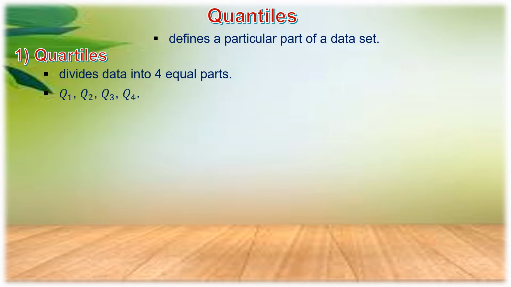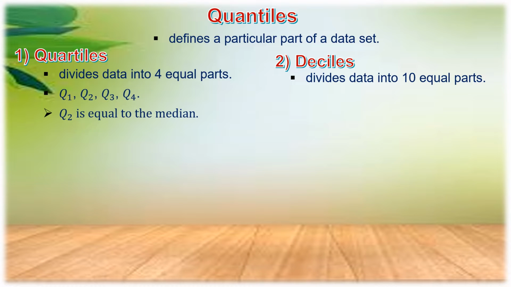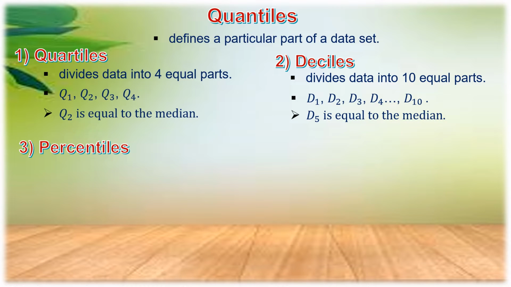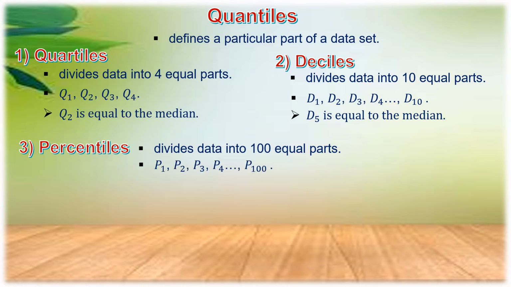They have Q1, Q2, Q3, Q4, and Q2 is equal to the median. Deciles divide data into 10 equal parts. So we have D1, D2 until D10, and remember that D5 is equal to the median. And the third one is the percentiles, which divide data into 100 equal parts. We have P1, P2 up to P100, and P50 is equal to the median.